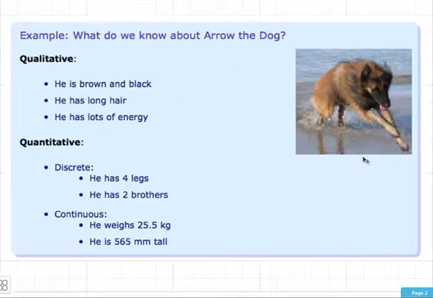So here's just an example of how to use data to describe this guy. His name's Arrow. He's a German Shepherd. He's brown and black, he has long hair, lots of energy. They're all qualitatives. Okay, so we might have categorical or qualitative data about Arrow the dog, or we could have numerical or quantitative data. And all of these you can see are numbers. And some of these numbers are whole numbers. You can't have 2.3 brothers, you have to have whole numbers, so they're discrete, same with legs. But you can have any height or weight for this particular breed or dog, so it's continuous.